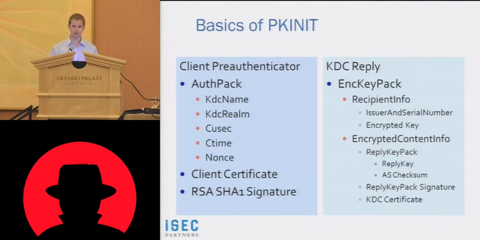The client is going to send a pre-authenticator that includes a certificate and a signature made with the private key associated with that certificate. And the KDC is going to respond and send the ticket granting ticket encrypted with the client's key and signed with the KDC's key and providing the KDC's certificate. Relatively simple, only the first leg of the protocol changes.